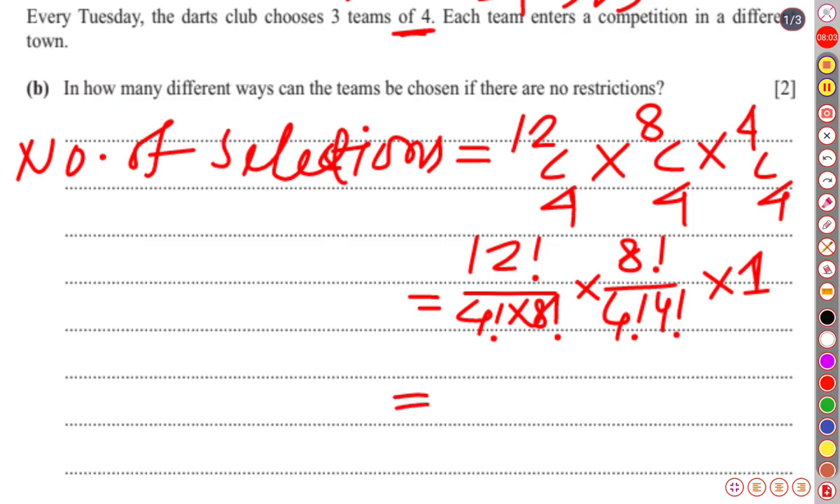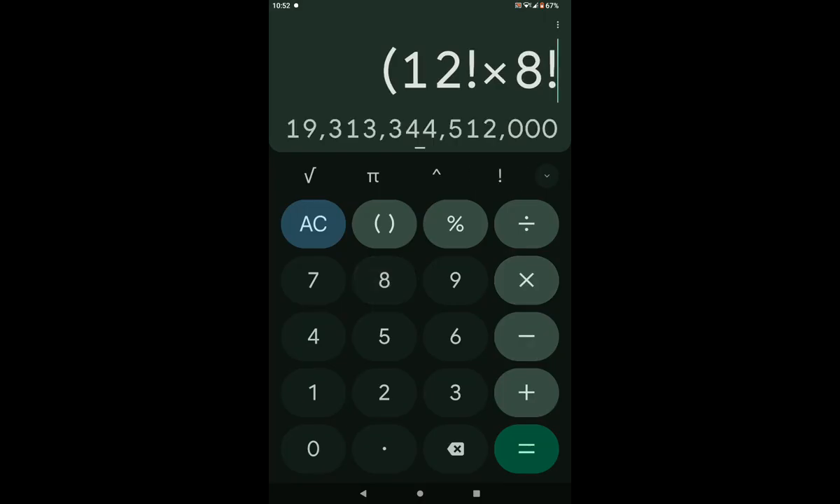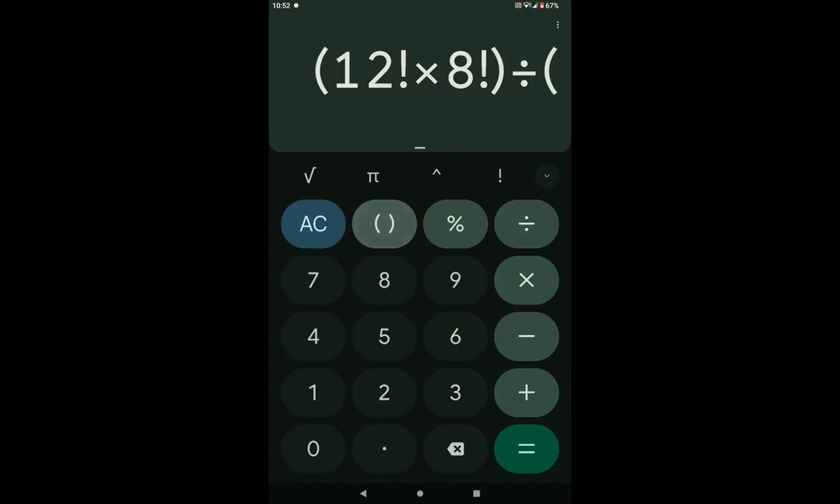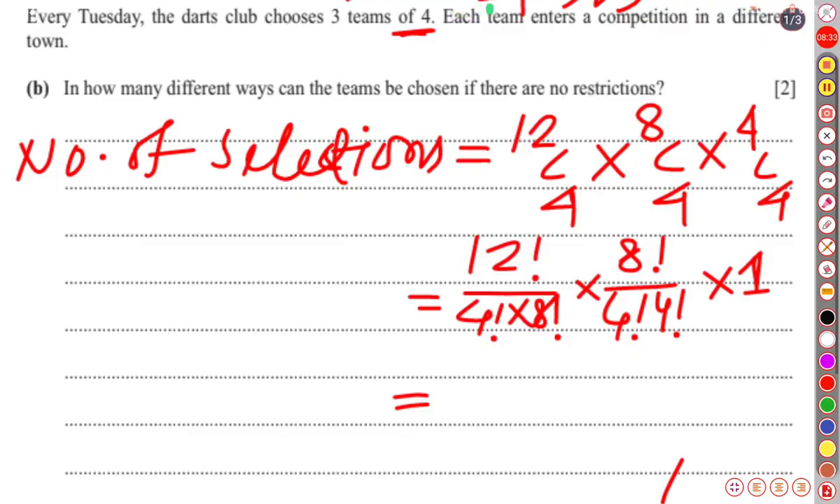Then let us use our calculator. It is 12 factorial over 4 factorial into 8 factorial, times 8 factorial over 4 factorial into 4 factorial.